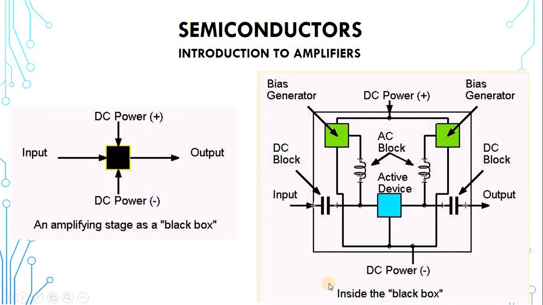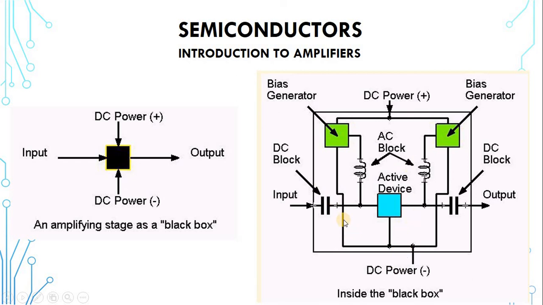So let's look into the black box. In the black box, this is the active device, which is our amplifier. Let's say the transistor. As you can see, it has 3 legs: 1, 2, 3. Input, output, and then power supply.